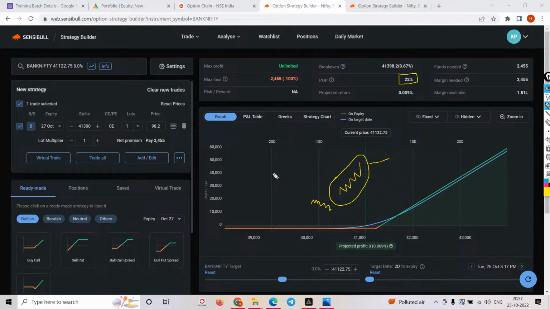The seller requires a sideways or mild bullish or bearish market. It doesn't require momentum. If the market has momentum, the seller is going to lose drastically, because look at the Greeks.